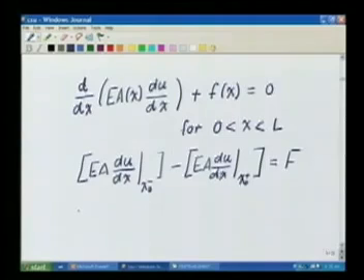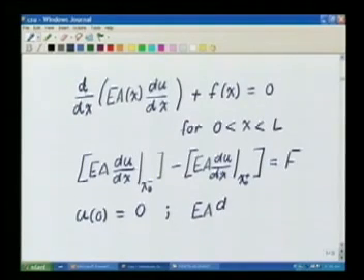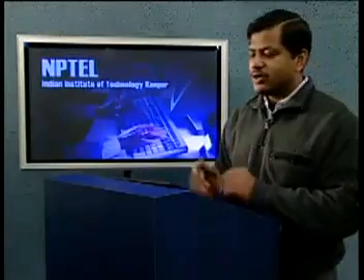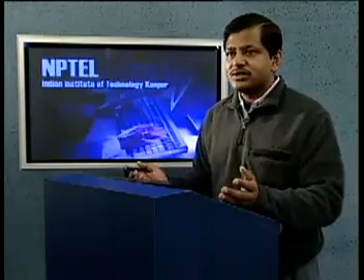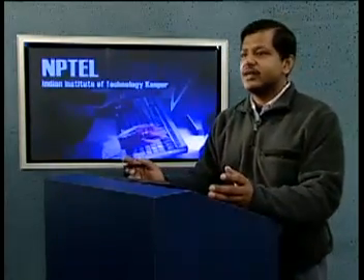Further, at the end x equal to 0, I will have displacement equal to 0, and at the end L, I will have force EA du/dx at x equal to L is equal to P. This is the complete boundary value problem corresponding to the bar. Look here that we have a variable cross section. So if I try to solve this problem exactly, I cannot obtain the exact solution by hand. In that case, I'll have to resort to an approximate solution which will be provided by the finite element method.